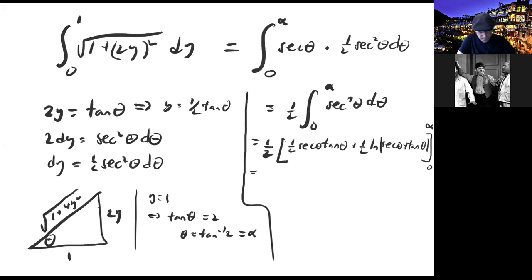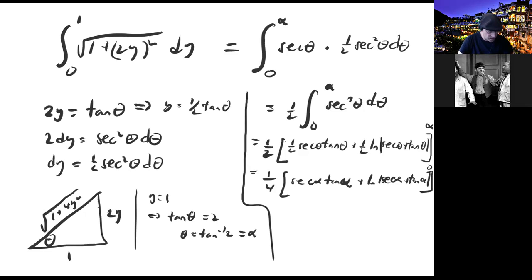Let's factor out the 1/2 with the halves to get a quarter. Now we stick in alpha. We get secant alpha tangent alpha plus ln absolute value secant alpha plus tangent of alpha. And then if we plug in 0, we're going to get 0, so that's not going to do anything.